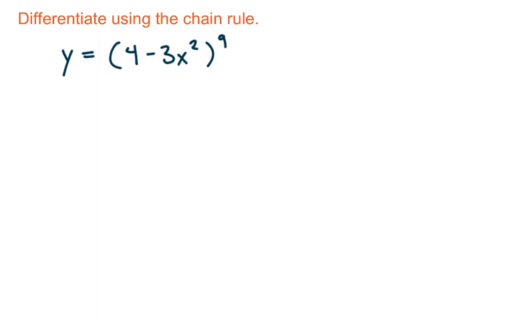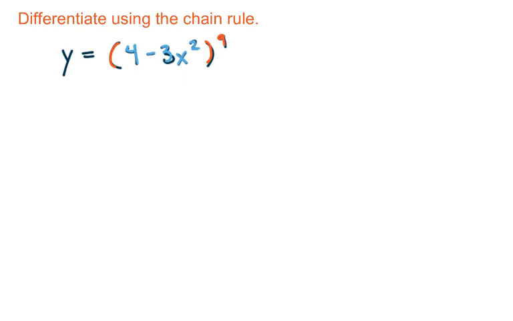If we also consider trying to multiply this out, we don't want to do that. That would be (4 minus 3x squared) times (4 minus 3x squared) times (4 minus 3x squared). Do that 9 times, that's going to be huge. So this is a situation where it's really ideal to use the chain rule. So notice I have an outside. I have something raised to the 9th. And I can look at this as being a composition, 4 minus 3x squared.